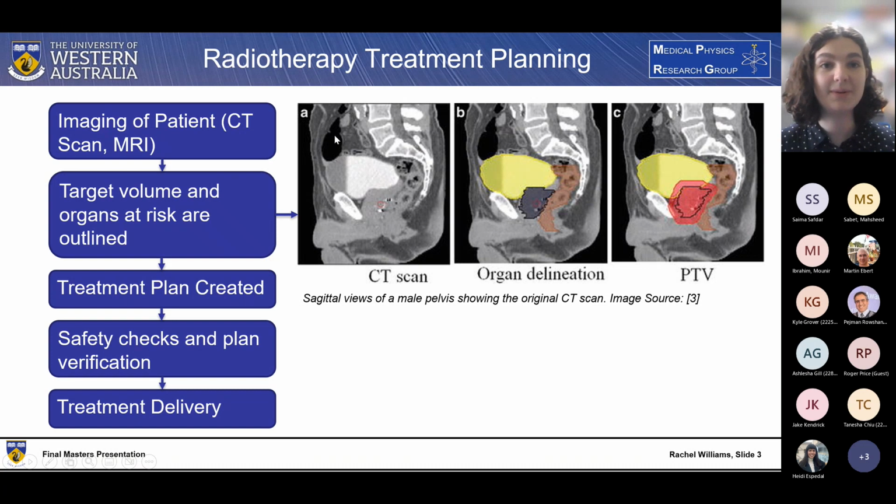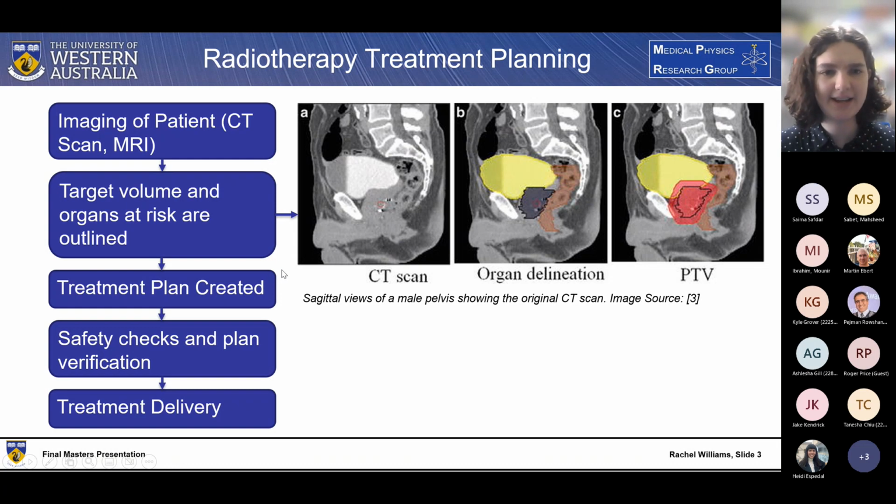So in this project, we're looking at external beam radiotherapy of prostate cancer and a brief overview of the treatment planning process. The initial stage in treatment planning, the patient will be imaged, typically as a CT, but an MRI or PET scan may be used as well. Then the target volume and organs at risk are outlined. Organs that are typically outlined include the bladder, the rectum, and the femurs.